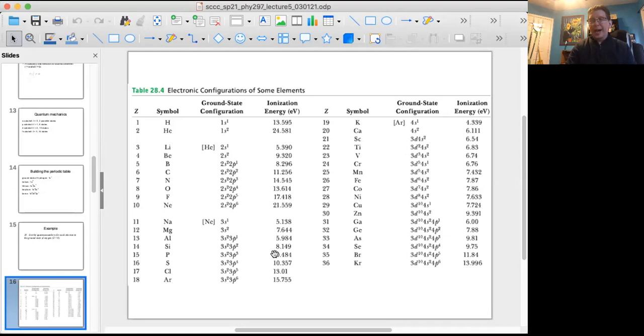Notice how the high ionization energy corresponds to the completed p subshells. It's relatively easy to ionize an electron that's alone by itself in the s subshell. But to ionize an electron in a completed p subshell, it's quite a bit harder. And in a completed s subshell, it's quite a bit harder as well.